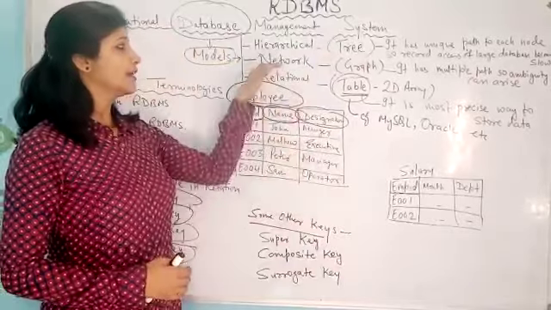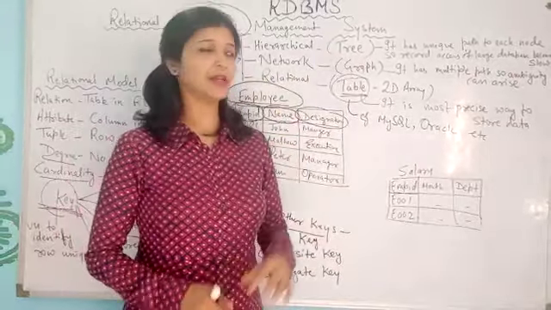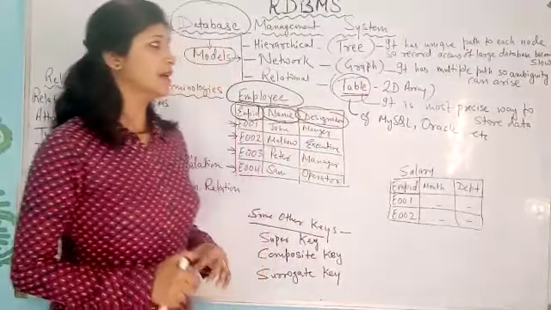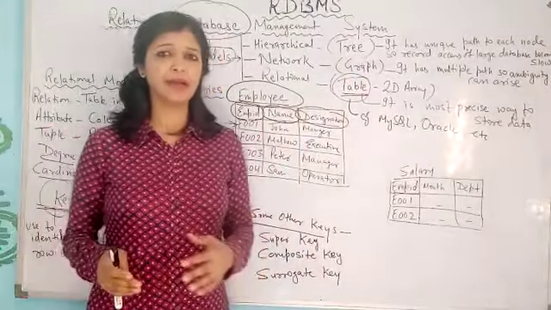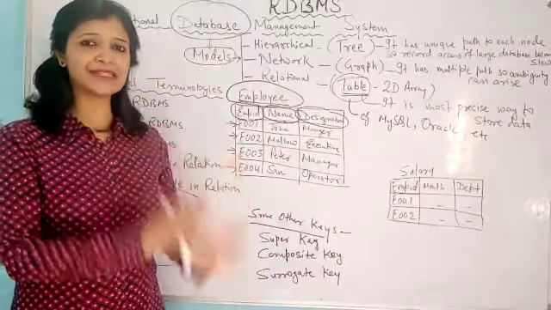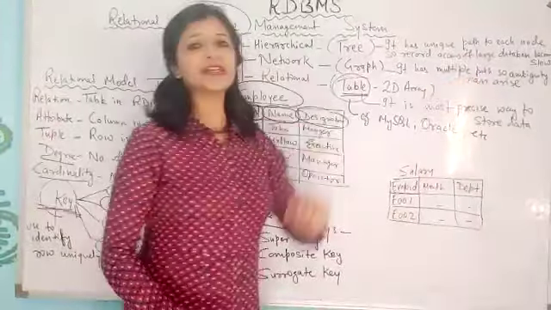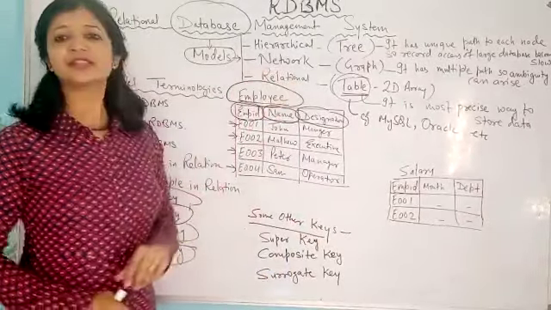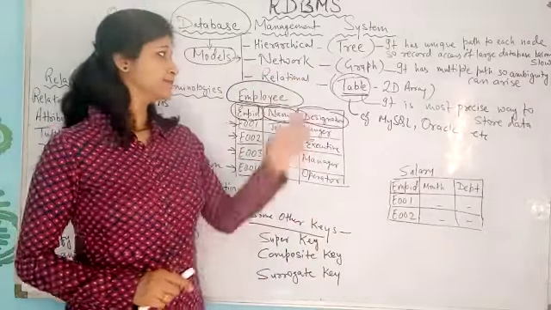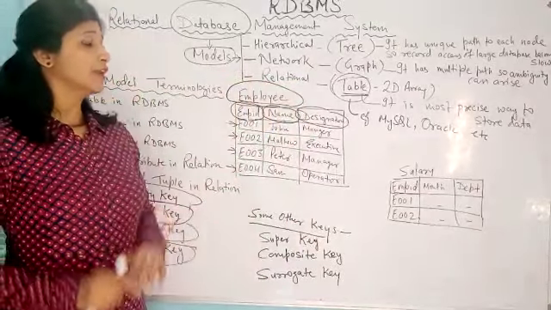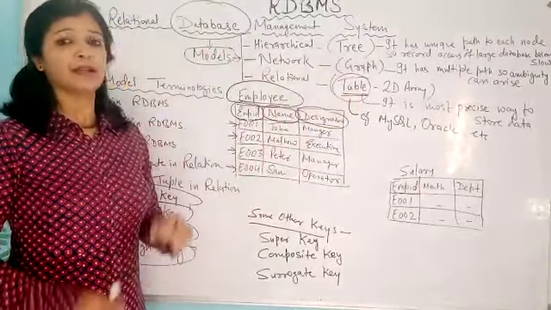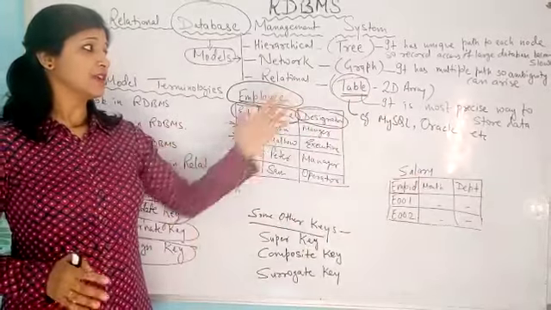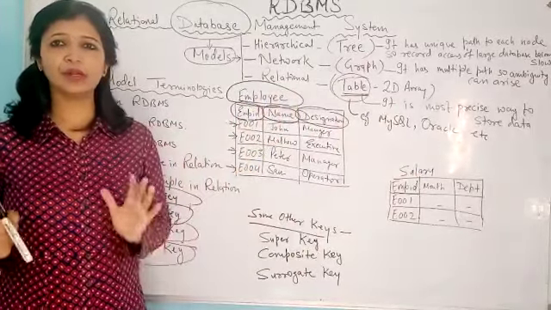So the alternative comes, that is the network model. In the network model, a graph data structure is used to store the data, which has multiple paths. But as there are multiple paths for the same record, ambiguity can arise. That's why the alternative comes, that is the relational database model. The relational model uses a table, that is a 2D array, to store the data, and it is the most precise way to store data.